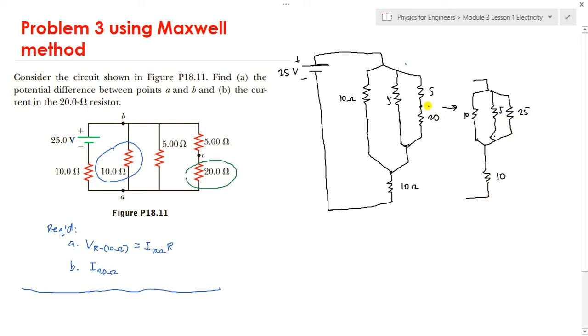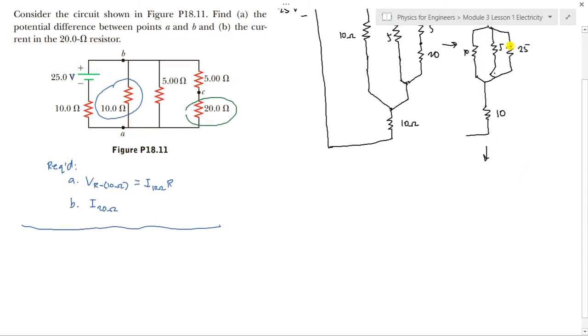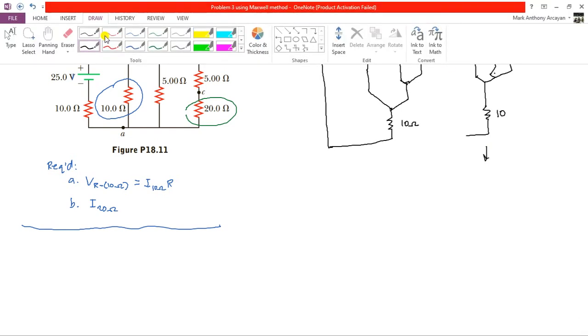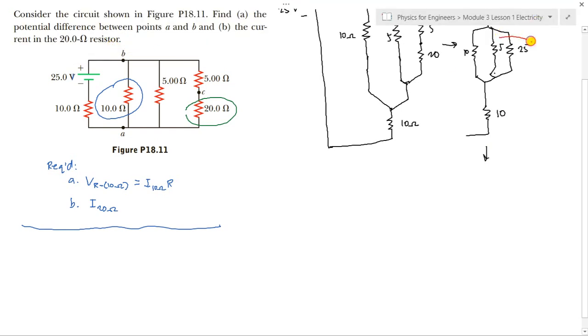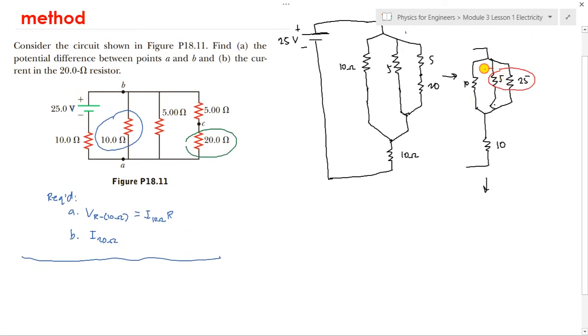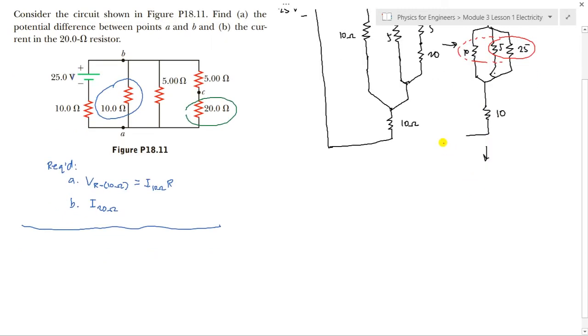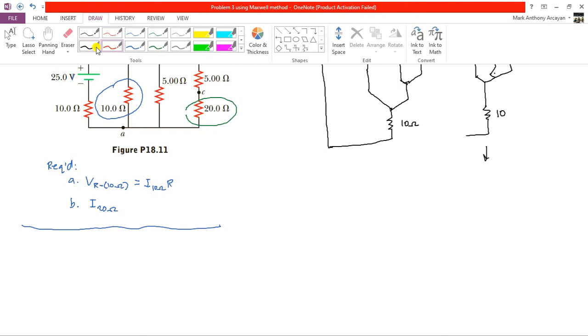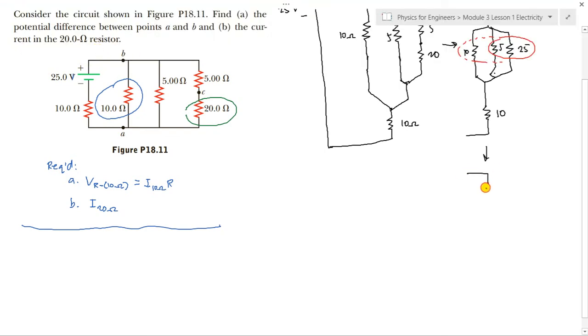So that is the second transformation, combining the resistances. The third transformation would be combining the 5 and 25. So we're going to combine this. 5 and 25 are parallel to each other. So use the parallel method, or you can just simply combine these three because the three here are parallel to each other. If we combine this, the circuit becomes like this. This would be the 10 ohm resistor, and this one is the combination of this 10, 5, and 25.